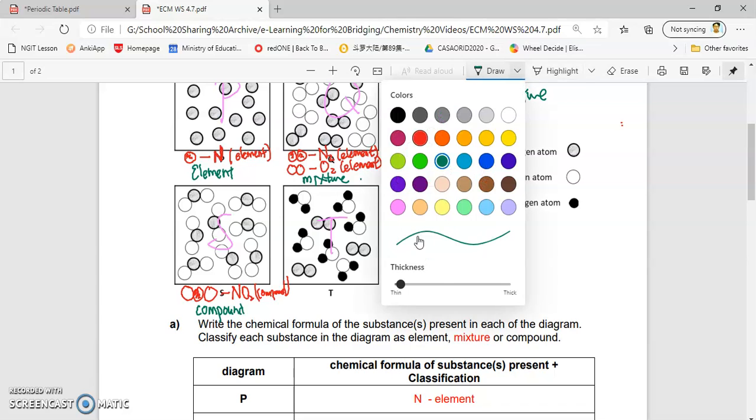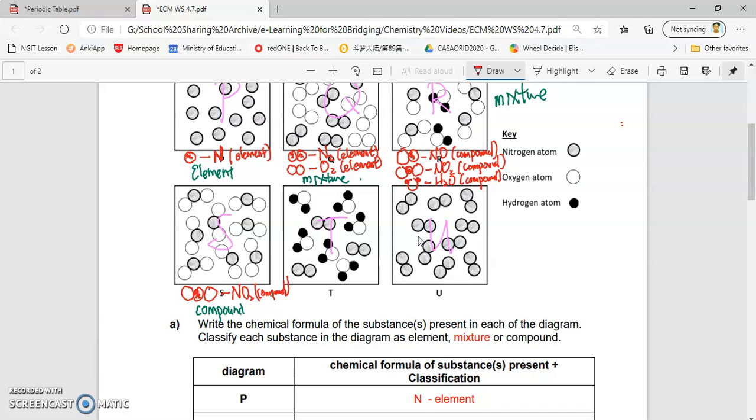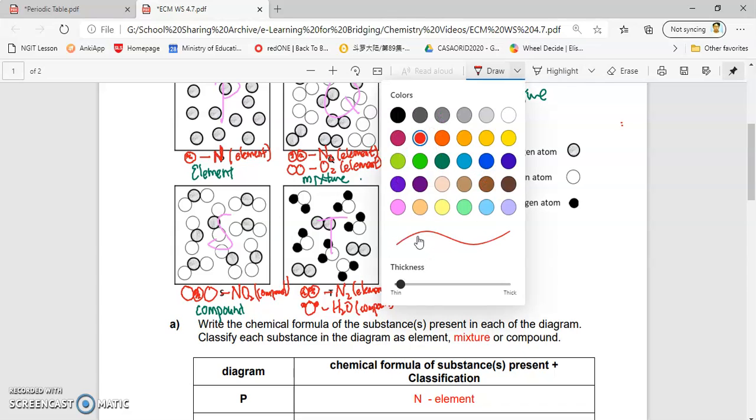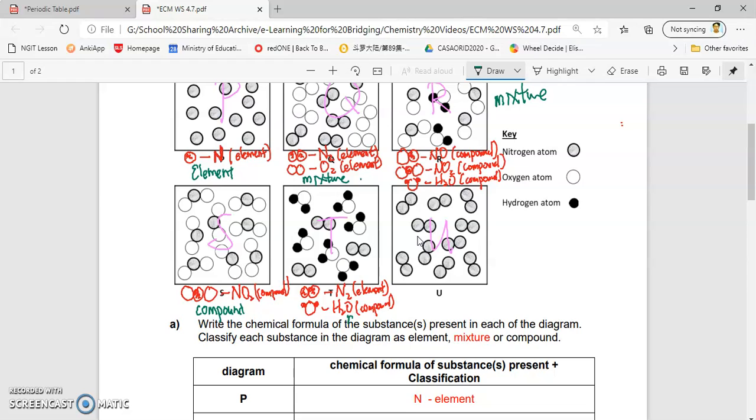Right, let's look at T. In T, I have two little shaded thingies here. This is actually N2. So N2 is an element. I have Mickey Mouse, which is actually H2O. H2O is a compound because I have two different elements chemically combined together. So this is made out of one element and one compound, two different substances inside there. So what would I classify this as? This is actually a mixture.